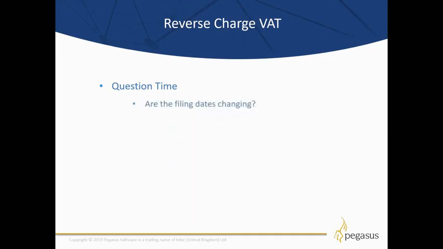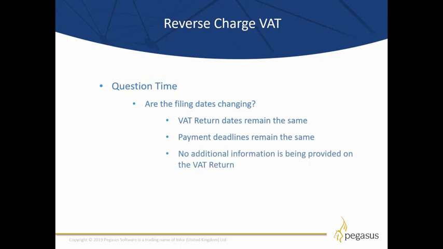Are the filing dates for your VAT returns changing under these new rules? Reverse charge VAT doesn't change how often businesses have to send information to HMRC. It's all about how the VAT information is being calculated. The VAT return periods remain the same, which is usually quarterly, but it could be monthly or annually. However, your frequency doesn't change. Neither does the date by which you have to pay HMRC, which is 1 month and 7 days after the end of the VAT period. Also, VAT registered businesses do not need to provide any more information than they currently do. It's just the 9 boxes on that VAT return.